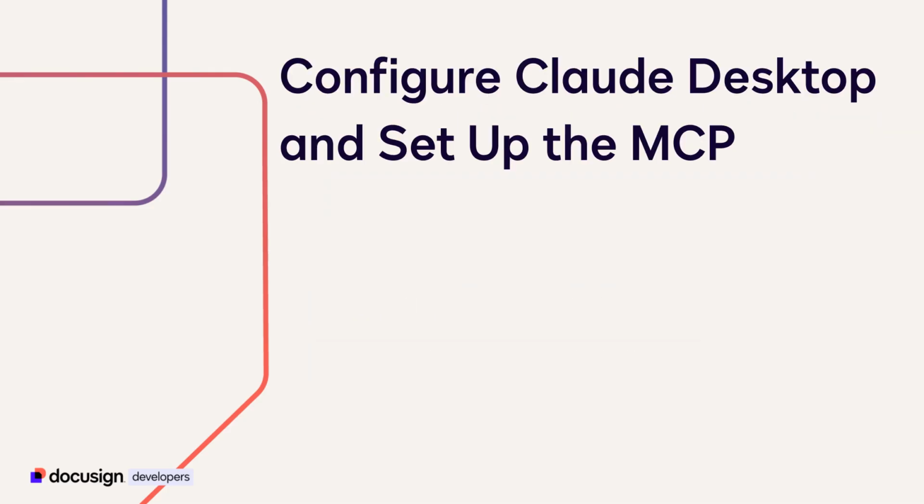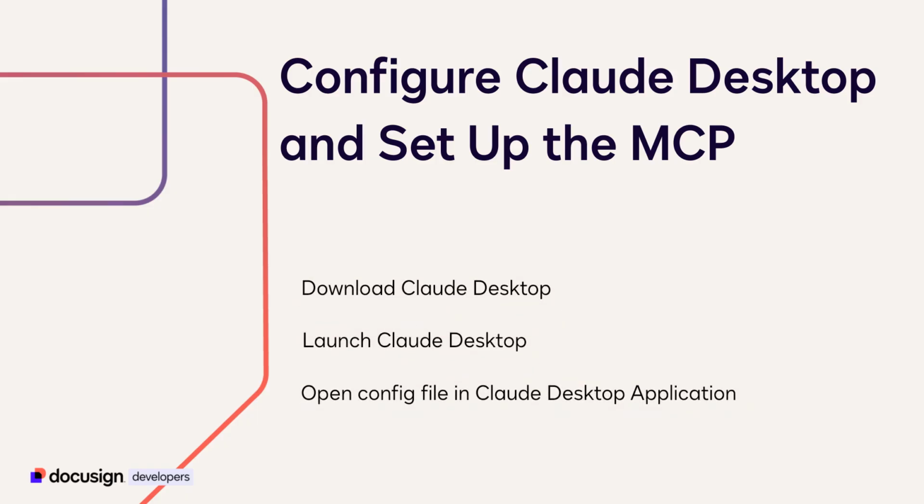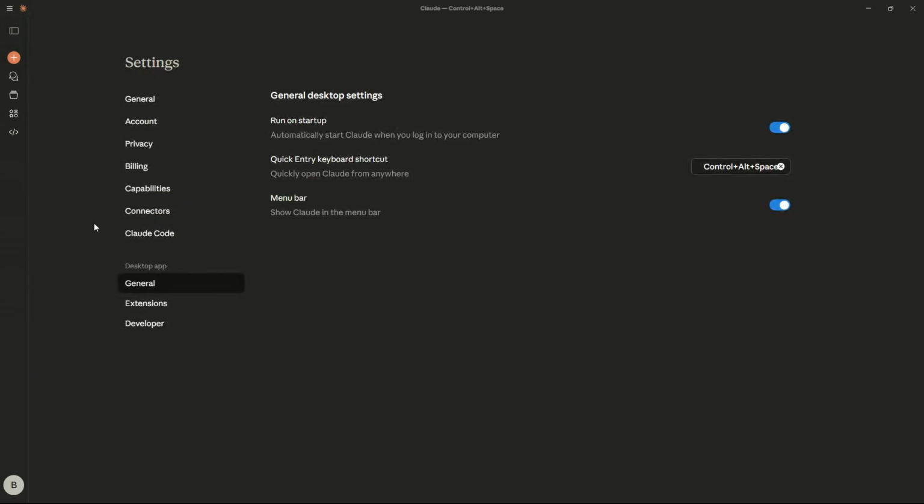In step 2, you'll need the Claude Desktop application. If you don't have Claude on your machine, pause the video and download and install the Claude Desktop application. Once ready, launch Claude Desktop. Next, configure the Claude Desktop config.json file. In the Claude application, go to File and then Settings. Under the Desktop App section, select Developer.